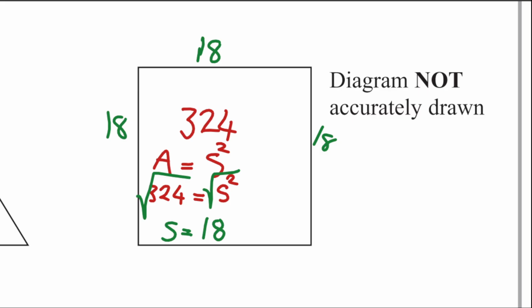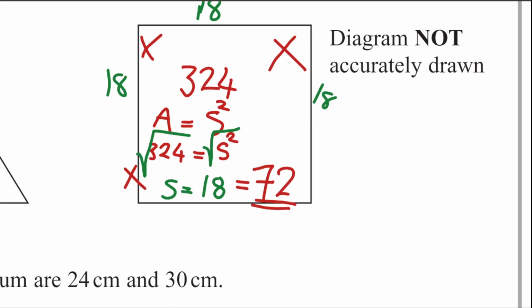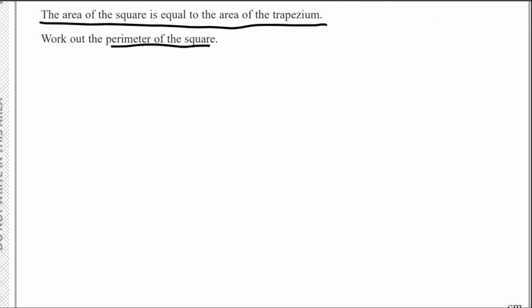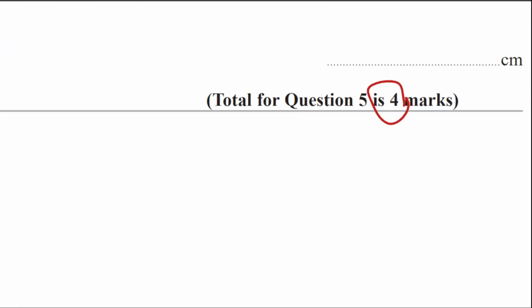Nope. The question asks us to find the perimeter. The perimeter is when you add, so it's 18 plus 18 plus 18 plus 18. So it's 18 times 4, isn't it? So 18 times 4 gives you 72. And that's the perimeter of this very nice square. And that's your 4 marks.